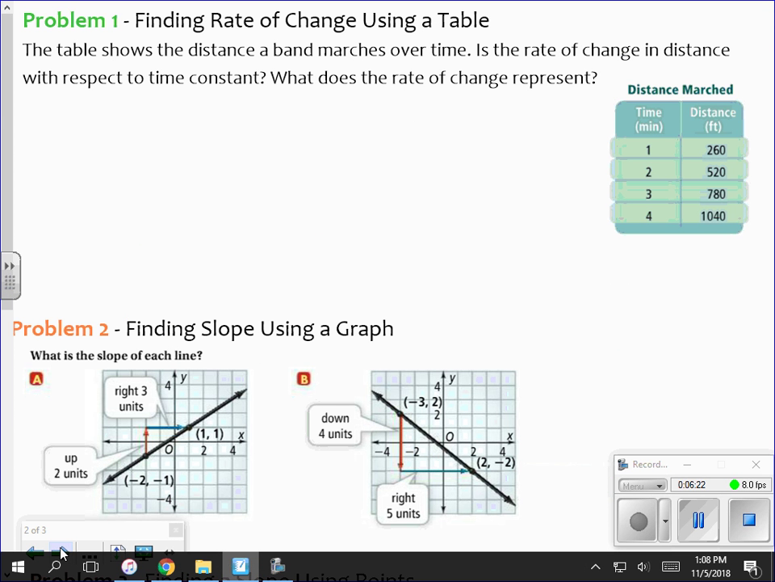Okay. Problem number 1, finding rate of change using a table. The table shows the distance a band marches over its time. Is the rate of change of distance with respect to time constant? What does the rate of change represent?